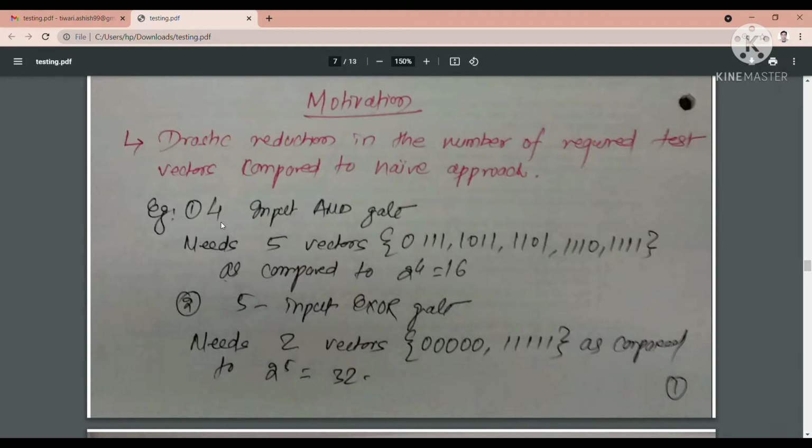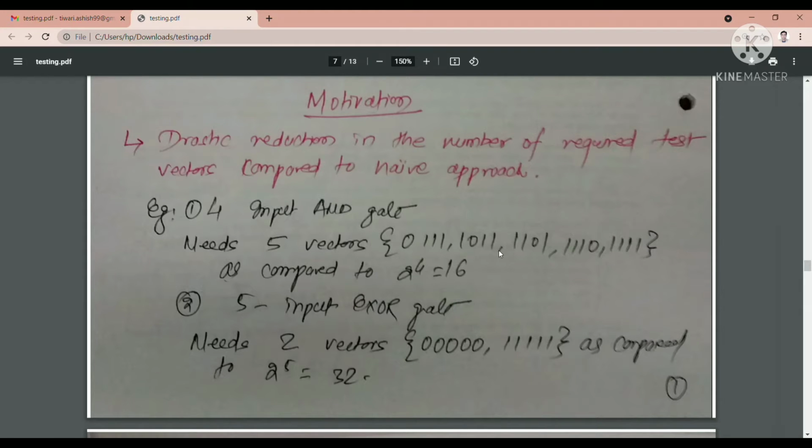Similarly, for a 5 input XOR gate, only 2 test vectors are needed, that is 0, 0, 0, 0, 0 and 1, 1, 1, 1, 1. Isn't it? So by using 5 test vectors, I can test a 4 input AND gate, and by using just 2 test vectors, I can easily test a 5 input XOR gate. I will again repeat how these test vectors are coming here. This 0, 1, 1, 1, 1, 0, 1, 1.